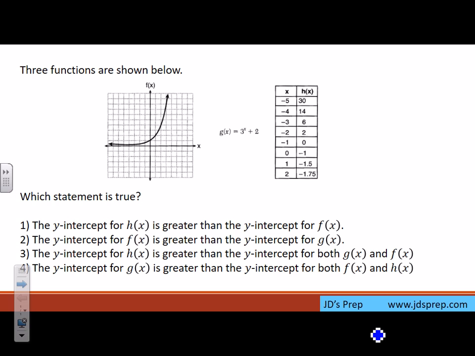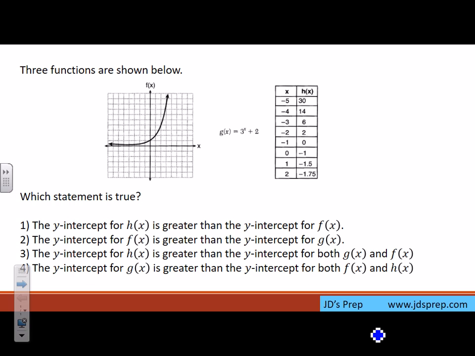Since all of these statements are revolving around the y-intercepts and how they compare between the functions, we want to solve this problem by finding the y-intercept for each one of the three. Then we can compare the numbers that we get back for our y-intercepts to those statements to see which one is actually correct.